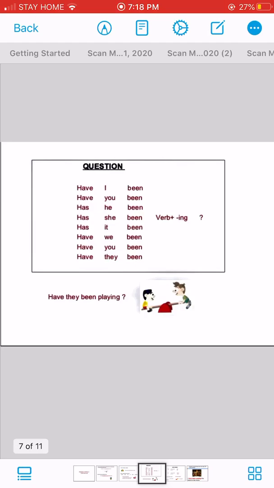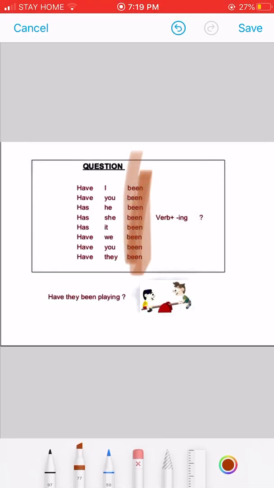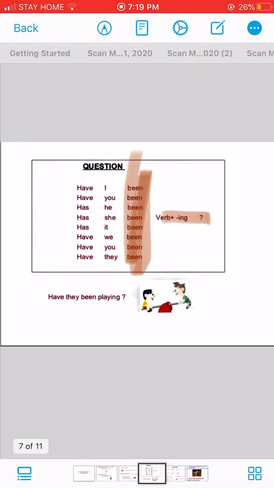Now look at the questions. How do we make a question? The question starts with the verb to have, have or has, depending on the subject. بيعتمد على الsubject. If the subject is singular, like she, he, it, the verb to have will be has. So she وهو وit بتاخد عنا has. They, we, you, I بتاخد عنا have. Then we write been, then the verb with ing, والفعل الرئيسي بنضيف له ing. لذلك احنا سميناها present perfect continuous or present perfect progressive. Have they been playing? This is the question.